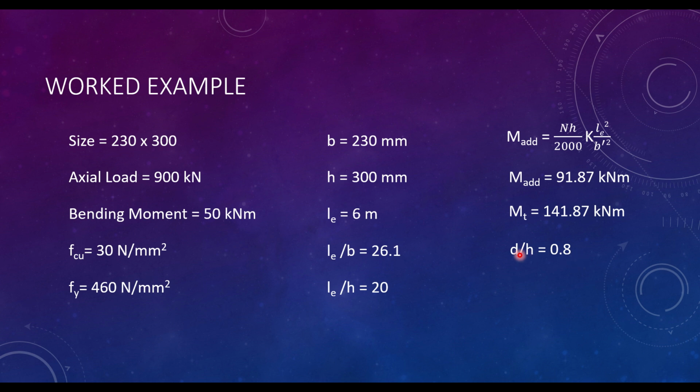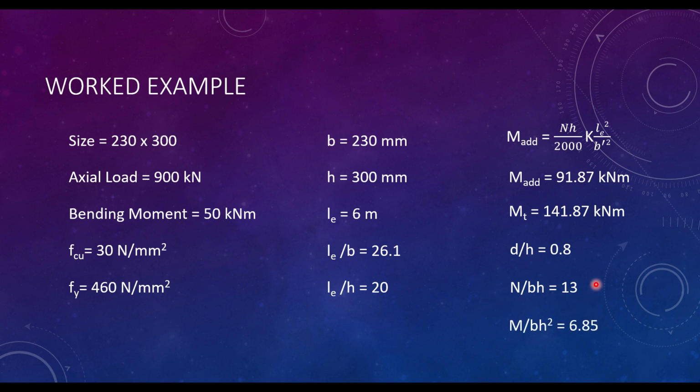We are taking our D to be H minus cover minus links minus half diameter of bar. If you take a cover of 40 for your column, a link size of 10 mm and a bar size of 16 mm, you are going to end up with 242. If your H is 300, D over H is 0.8. Then we can calculate N over BH. N is the axial load, 900, divided by the two sides of the column. In this case, we arrive at 13.